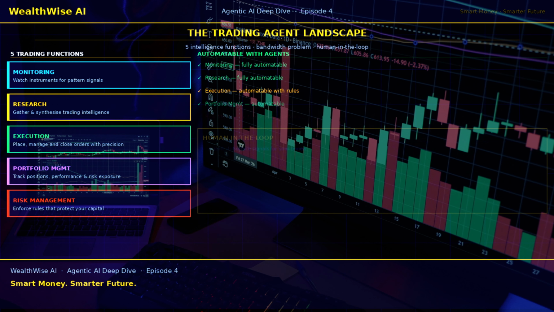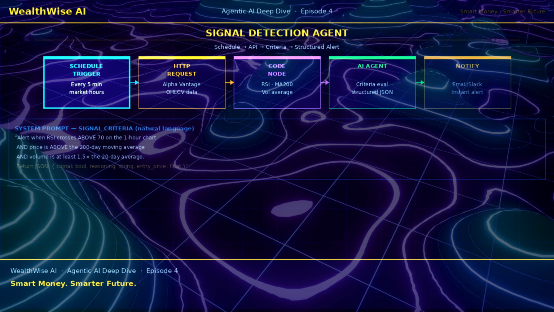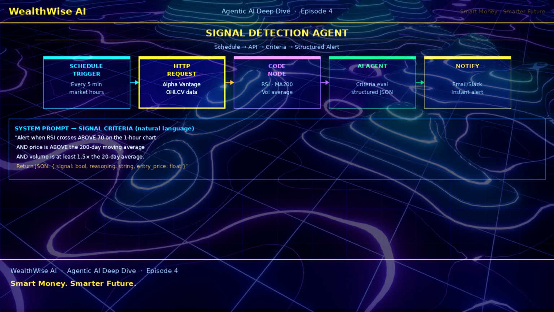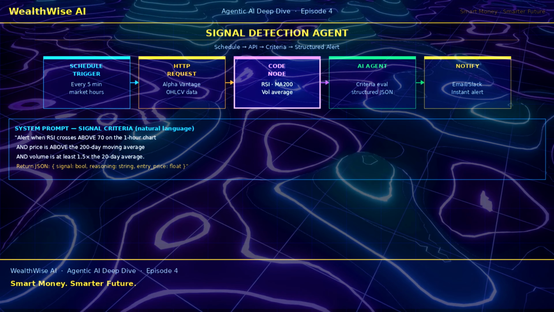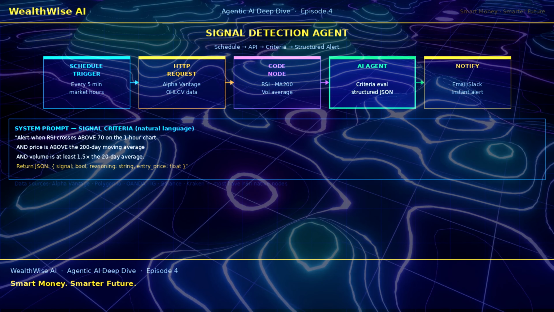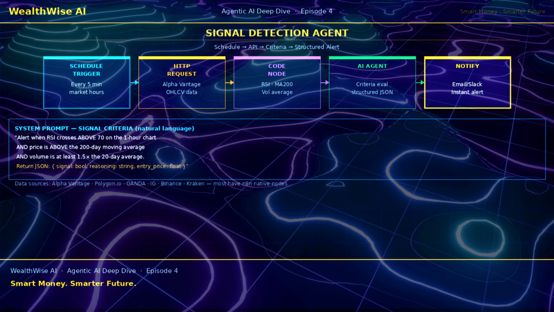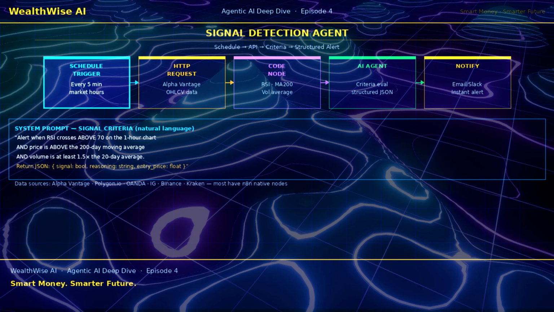The signal detection agent is the market's eyes. In n8n, a scheduled trigger fires every 5 minutes during market hours. It calls a market data API for your watchlist instruments. Your criteria live in the system prompt: cross above RSI 70, price above 200-day MA, volume 1.5 times average. Agent evaluates the data. If conditions are met, a structured alert fires to your notification channel within seconds.